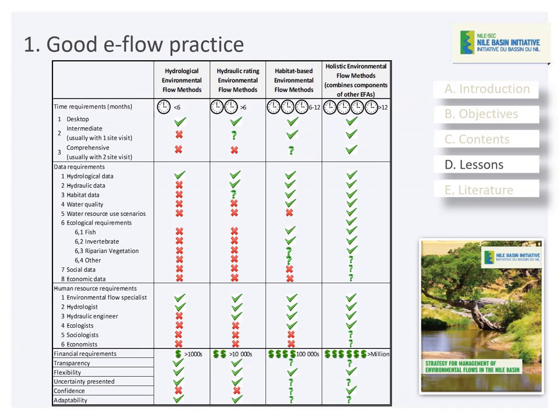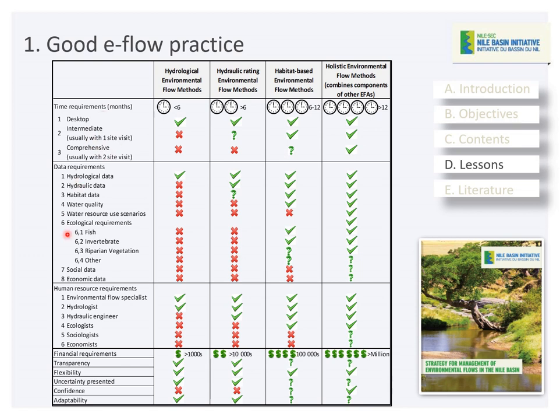This is a simple table of the cost benefit of the different categories of environmental flow assessment methods, considering hydrological methods, hydraulic rating methods, habitat-based methods, and holistic methods. And you can see that the amount of time required to carry out these methods increases as the complexity of the method increases. The desktop, intermediate, and comprehensive application of the method increases as you move towards holistic methods.